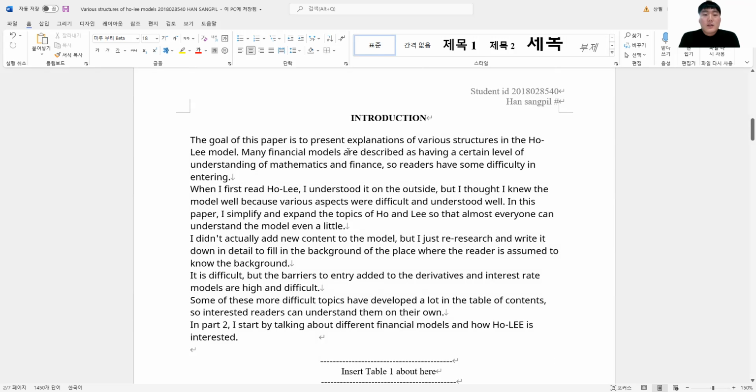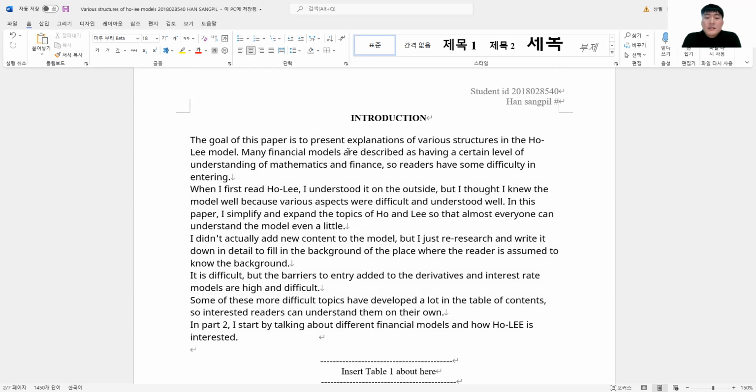Introduction: the goal of this paper is to present explanations of various structures in the Ho-Lee model. Many financial models are described as requiring a certain level of understanding of mathematics and finance, so readers have some difficulty entering. When I first read Ho-Lee, I understood it on the outside, but various aspects were difficult to understand well.